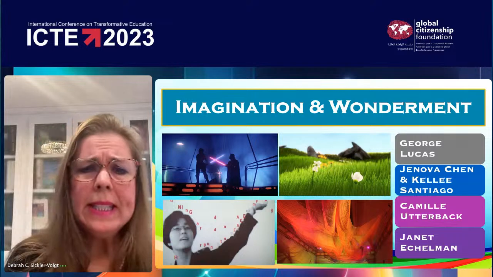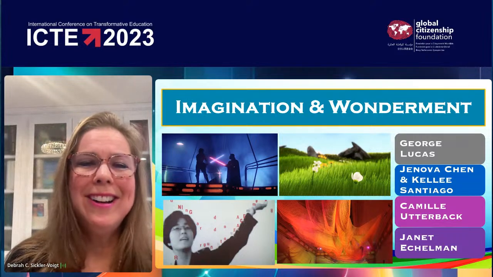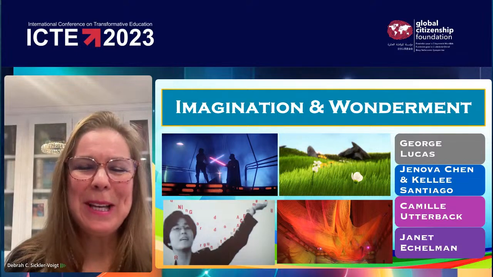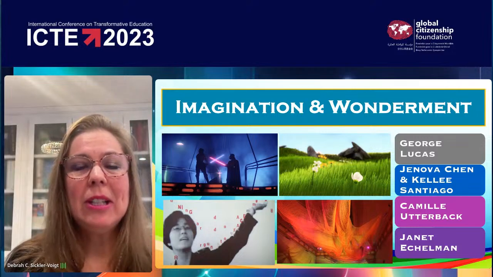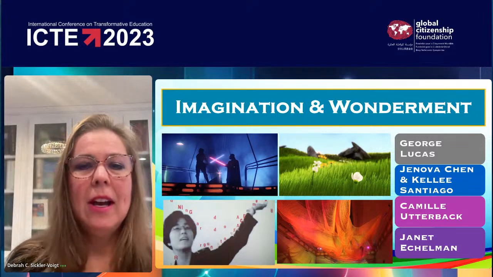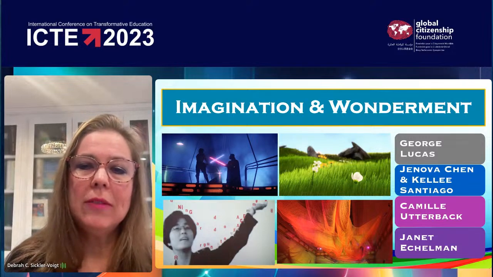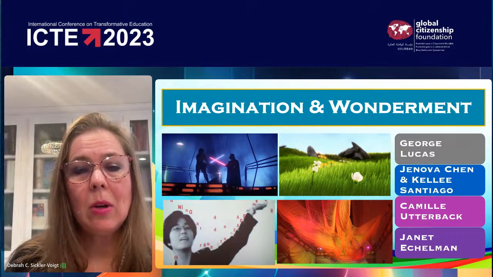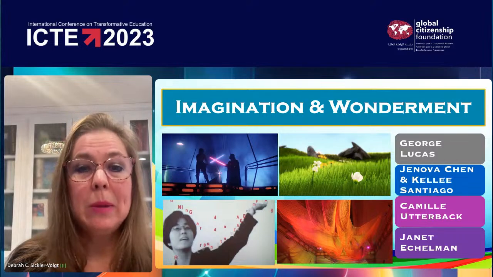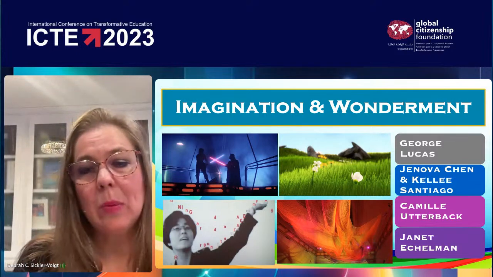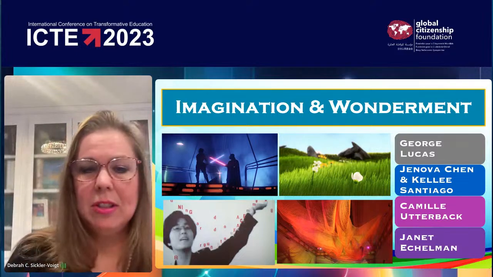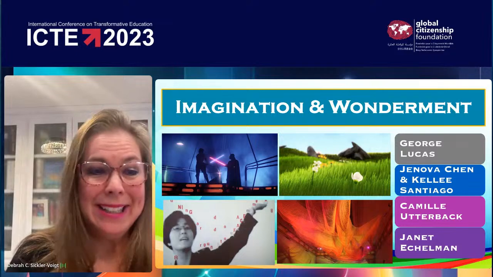Next one is imagination and wonderment. And so I wanted to bring in some artists that people knew. So I brought in George Lucas, because we could all see how he used his imagination and wonderment to bring the story to life. And then the next example is Jenova Chen and Kellee Santiago, who created an artwork video game called Flower, and it was designed as an artwork. And then I have Camille Utterback with interactive artworks, and then Janet Echelman, who does installations with NASA produced netting. So it's really wonderful fibers that could be used. I'm not going to click this video clip because you see how hard it is to get out.